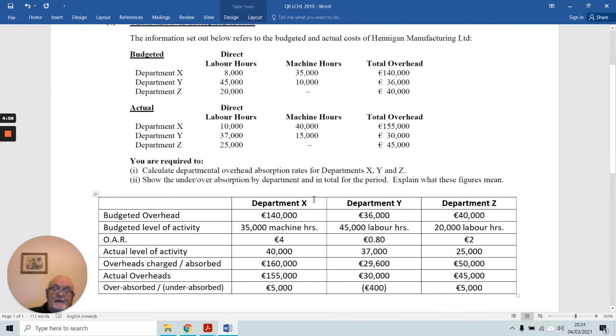We'll see it in the case of Department X. We have charged out €5,000 more for overheads than they actually were. We've over-absorbed 5,000. Similarly in Department Z, whereas in Department Y, we've only charged out or recovered €29,600 in overheads, when in actual fact there were 30,000. So we have failed to recover. We have under-absorbed 400 there.